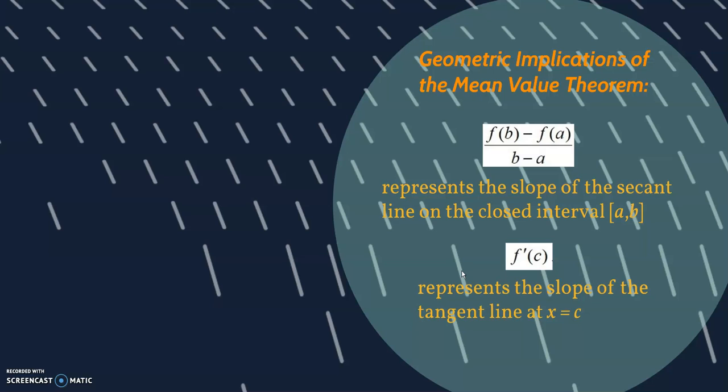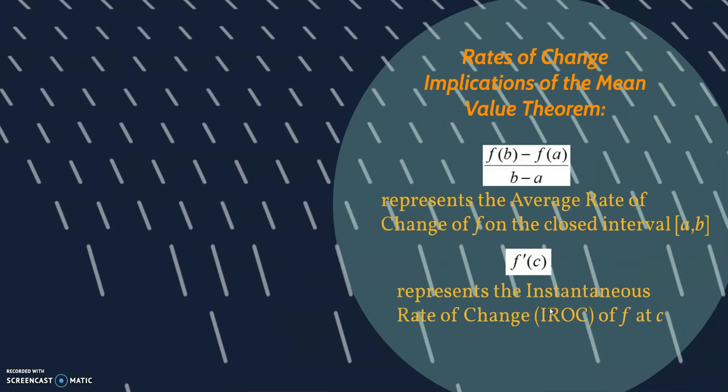For geometric interpretations, we say this expression from the conclusion of the mean value theorem represents the slope of the secant line on the closed interval [a, b], and f prime represents the slope of the tangent line at the point c in the open interval (a, b). For rate-of-change implications, this expression represents the average rate of change on the closed interval [a, b], whereas f prime of c represents the instantaneous rate of change at c.